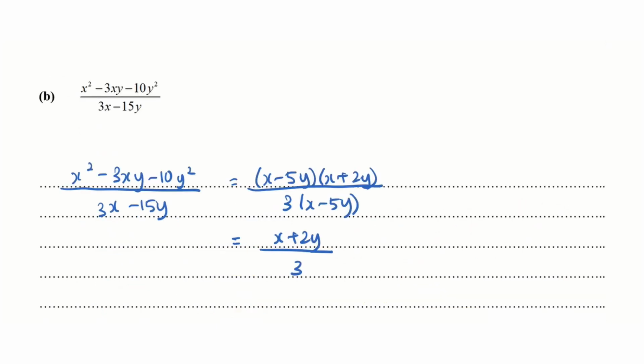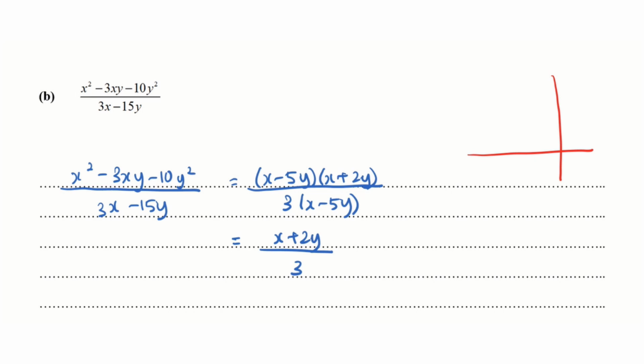And now we will take a look at the very last question for this workbook exercise. In 3b, we want to simplify x squared minus 3xy minus 10y squared over 3x minus 15y. What we have to do in the numerator is factorize by making use of the cross method.